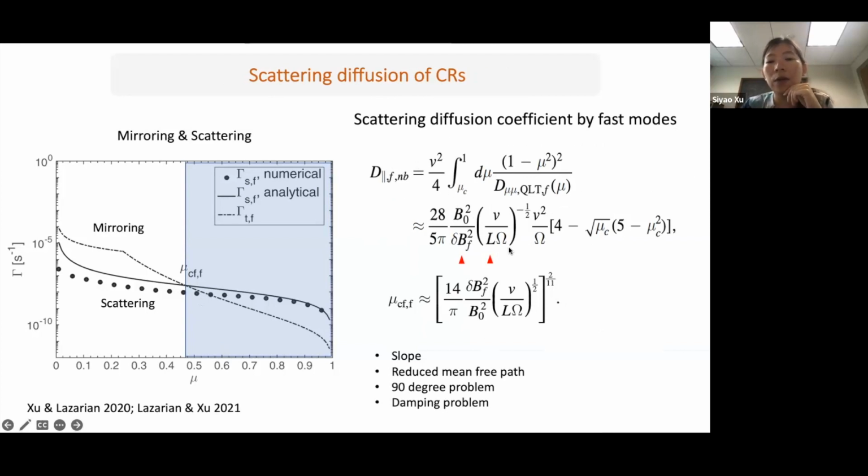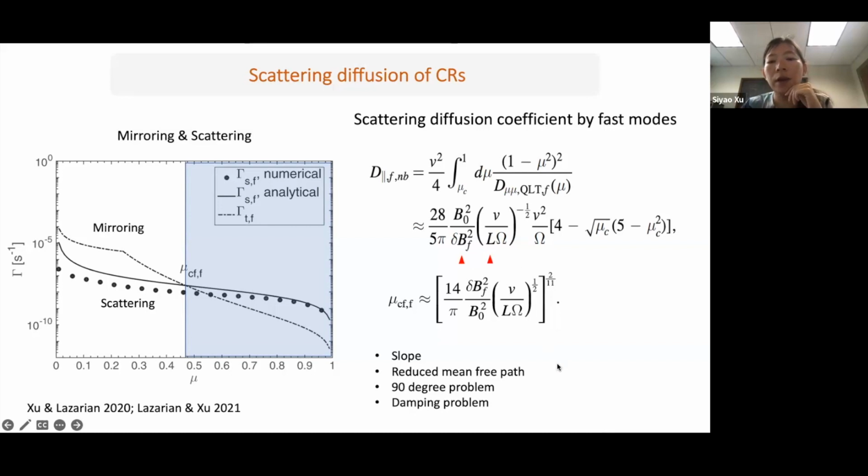And the scattering diffusion coefficient, we can easily determine that. It only depends on two parameters. One is the magnetic fluctuation of the faster modes, which dominate the scattering of cosmic rays. And another is the driving scale of turbulence, where the energy is input in the interstellar medium.